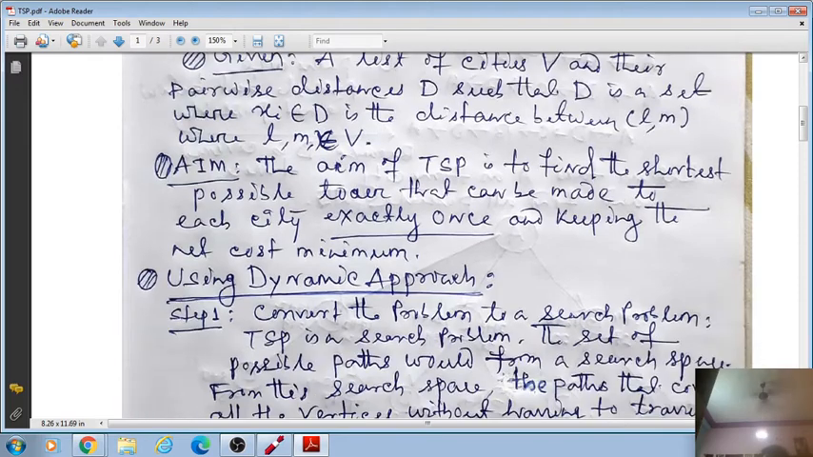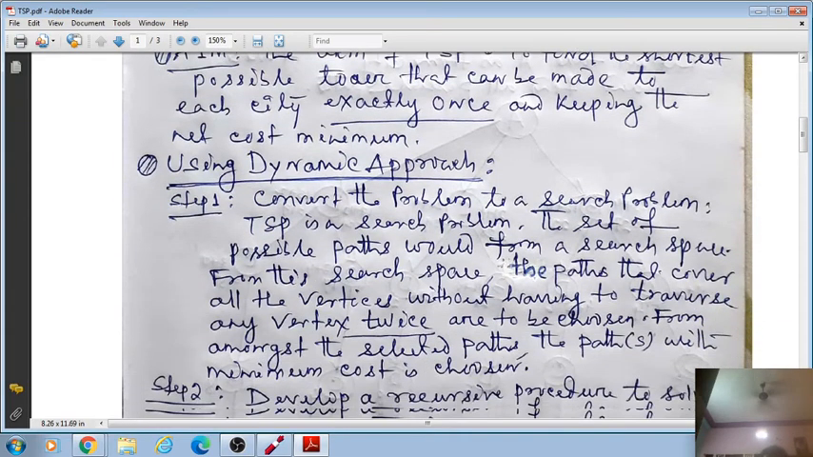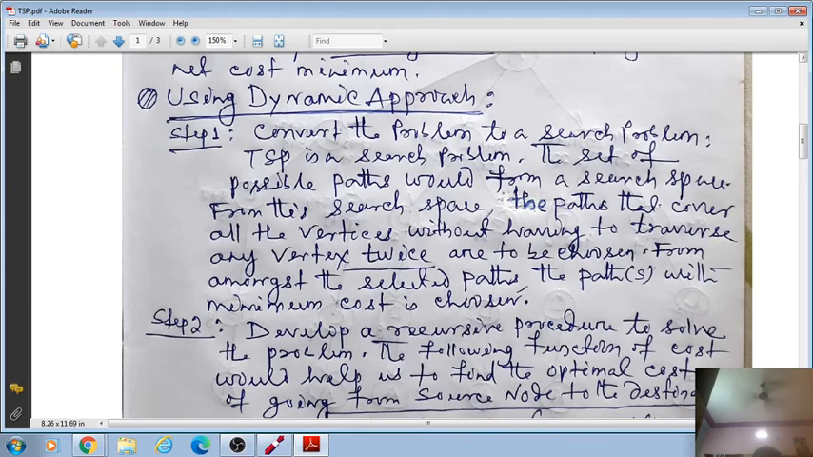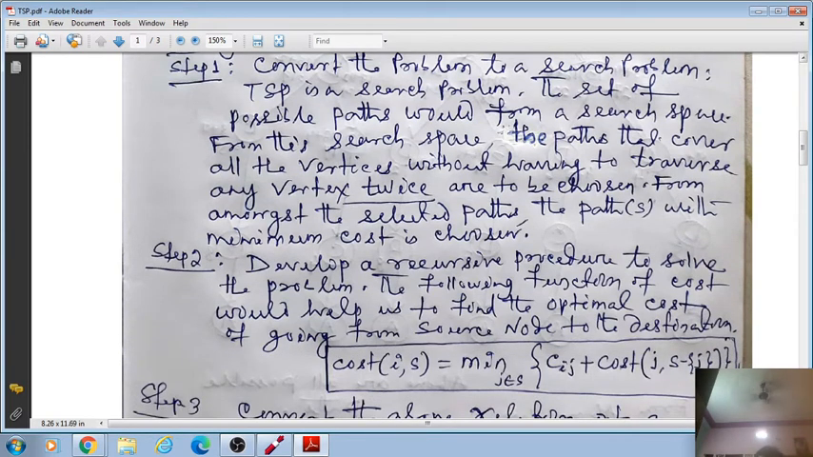So what exactly is the dynamic programming approach? These are the steps we should follow. The first step says: convert the problem to a search problem. In the dynamic approach, always convert the problem to a search problem, and the traveling salesman problem is also a search problem. The set of possible paths forms the search space.